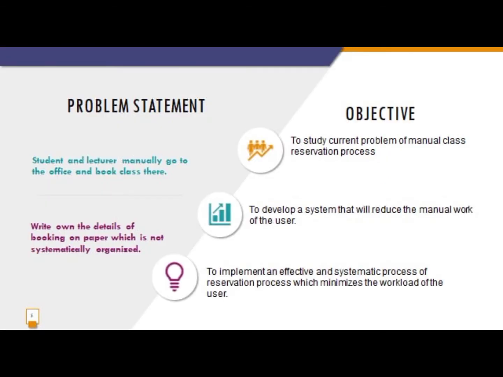The problem statement for this system is that normally, the students and the lecturers will have to manually go to the office and book classes there. On top of that, they will also have to write the details of the booking on paper, which is not systematically organized. The objectives for this system are to study the current problems of the manual class reservation process, to develop a system that will reduce the manual work of the user, and to implement an effective and systematic process of reservation which minimizes the workload of the user.